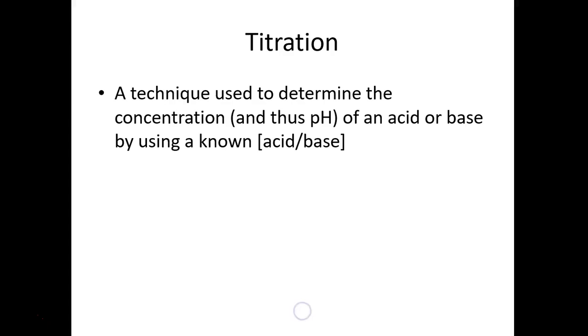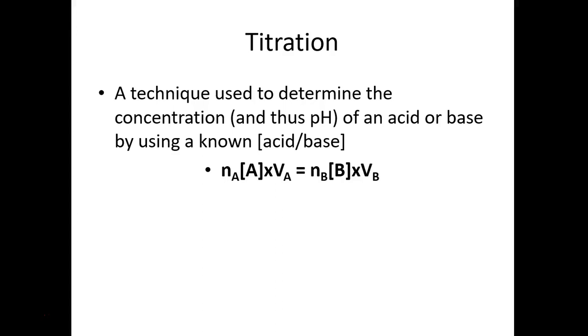All right, so finally, titration. This is something we talked about in Unit 1, and it's something we're going to do as a lab in class. So titration is a technique that we're going to use to determine the concentration and thus the pH of an acid or base solution by using a known concentration and known volume of another acid or base.